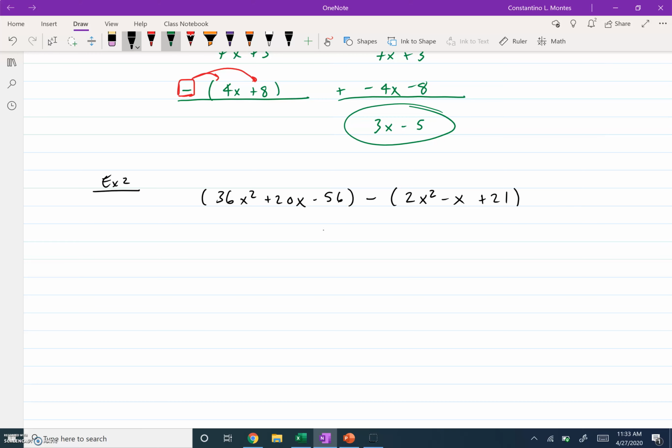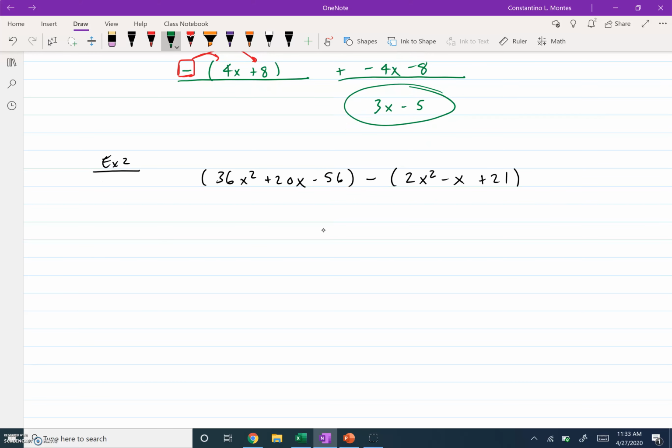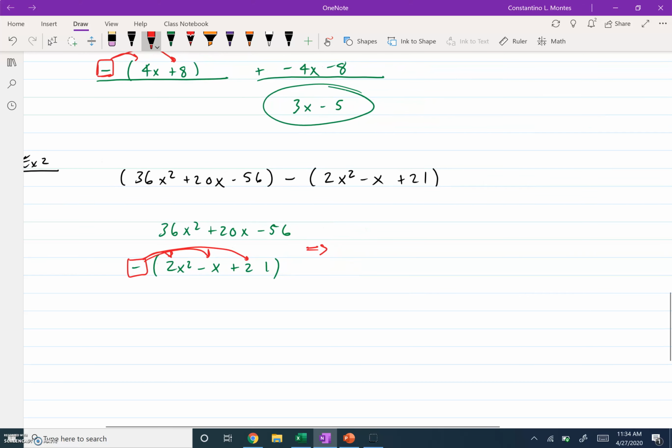And so let's take this and rewrite it. We got 36x squared plus 20x minus 56. And we're subtracting off 2x squared minus x plus 21. And just like I did before, I'm going to take my negative and distribute, which all that's going to do is change my sign, right?